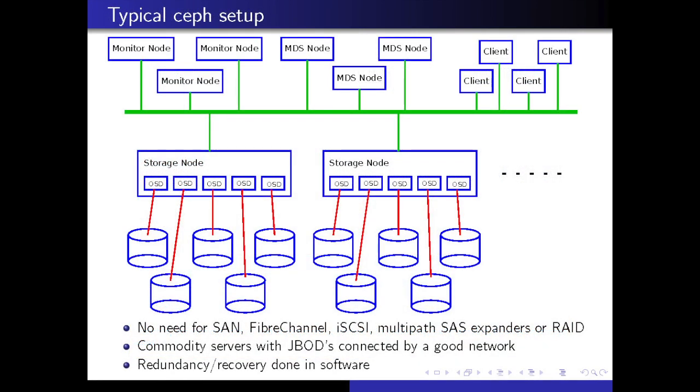So what does a Ceph implementation look like? From a physical point of view, it looks like the network, which is the green line here, and a bunch of storage nodes hooked onto the network with a bunch of disks hooked onto the storage nodes, and various other management and metadata nodes and lots of clients. And everything else besides this is done in software, so no fancy SANs, fiber channels, iSCSI, fancy adapters with multipath, and not even RAID controllers. Everything else is done in software, so just commodity servers, lots of disks, and a good network, since everything will be done over the network.